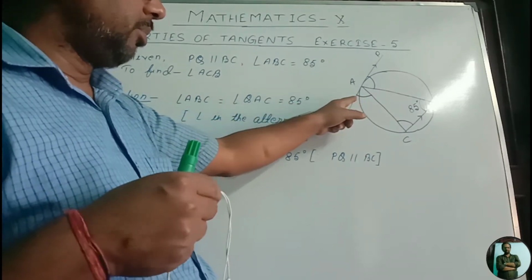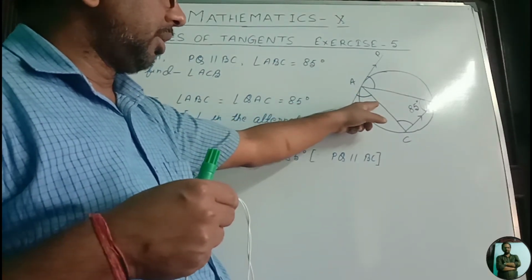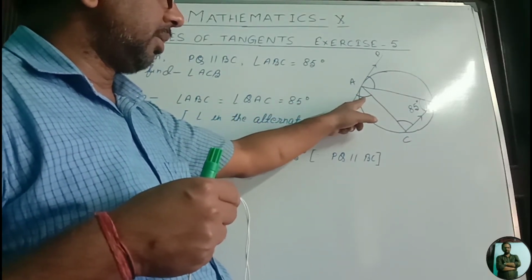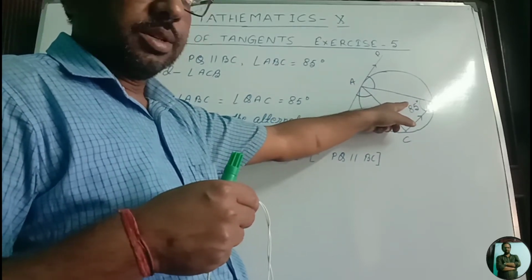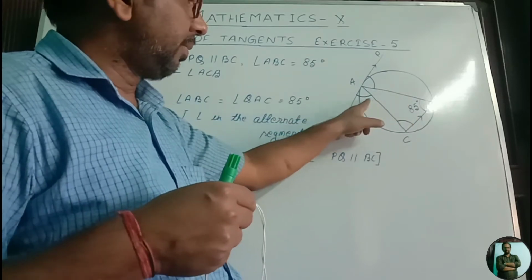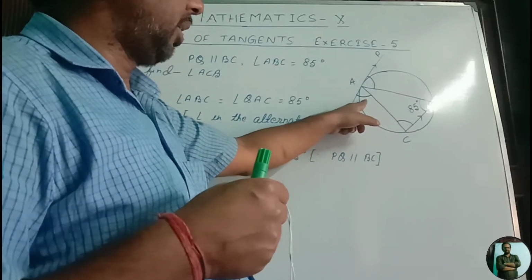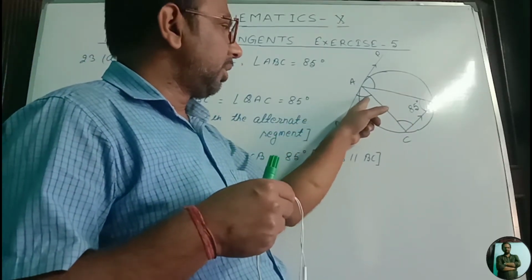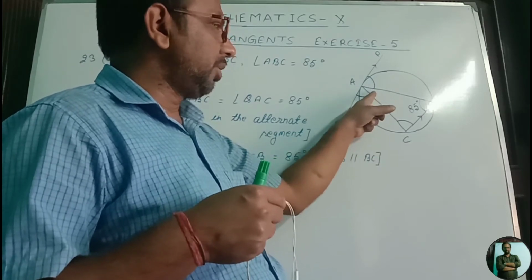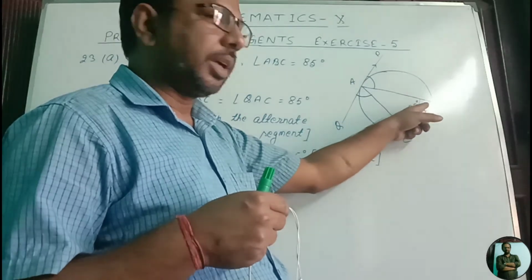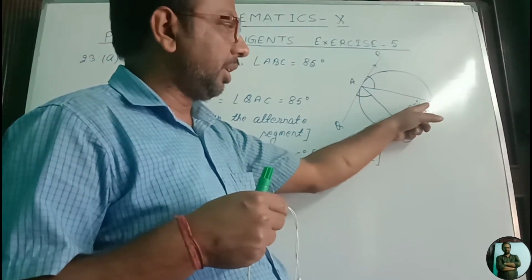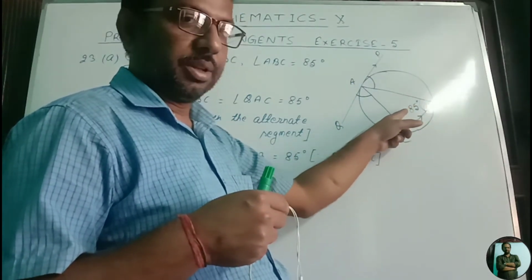This angle is angle between the tangent and the chord, and the angle between the tangent and the chord is equal to angle in the alternate segment. This is angle in the alternate segment for this angle. How do we identify? From here, we cross this chord, we reach here, and then we travel along this line to reach to the angle. We are reaching to this angle and the value of this is 85 degree.